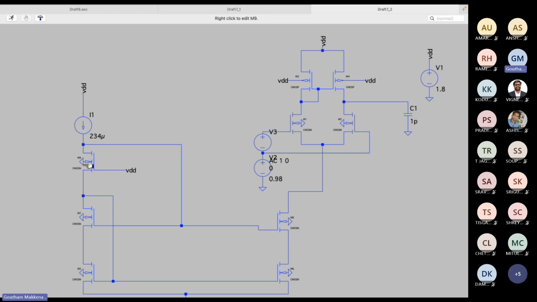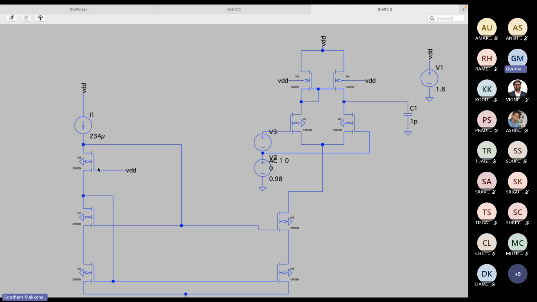Now change the W and see at what width you are getting the drain current to be equal to 234 microamps. Am I making sense? So this is an extra step that you have to do, because all the curves that we have taken are for the MOSFET that is in saturation region. But we know that this is a MOSFET that has to be operated in deep triode region.